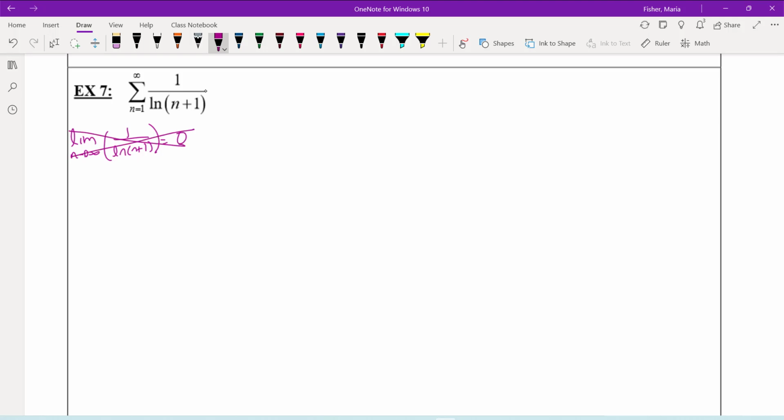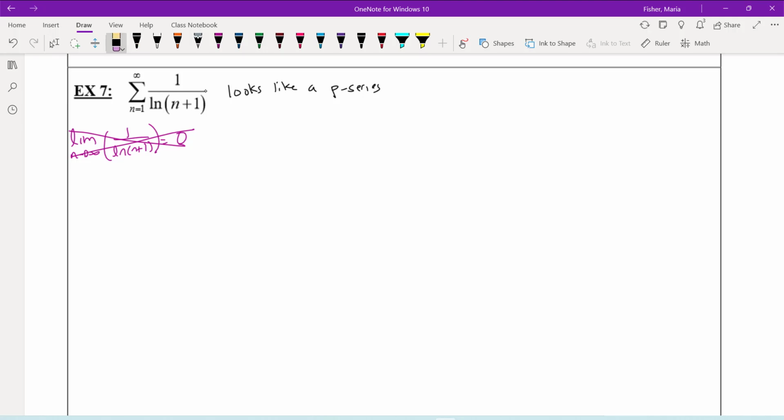Now I have to determine if I want to use the integral test, direct comparison, or limit comparison test. Well, you would not be able to integrate this, so we'd actually have to use a comparison to do this. But this is strange because of that natural log. If the natural log wasn't there, then you would probably look at this and say, I'm going to compare this to a p series because this looks like a p series.